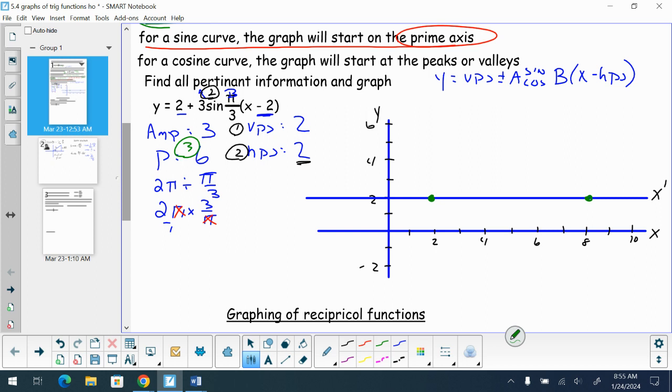If I would go another 6 units to the right, to 14, I would be at 2. If I would go back 6 units to -4, I would be at a value of 2. Every 6 units, I will be at a value of 2.